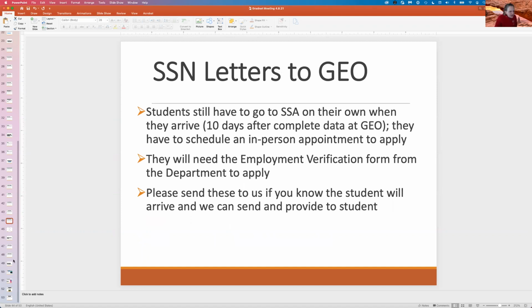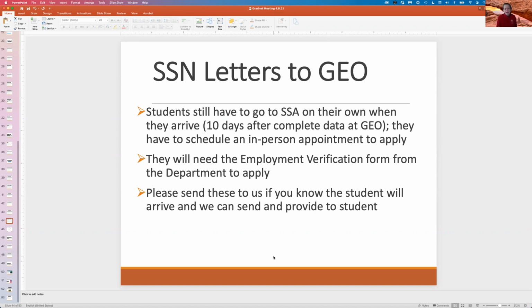The last logistics thing for arriving students is that if they're getting an assistantship, they still have to get a Social Security number. They still have to go to the Social Security Administration on their own when they arrive. Those appointments are being scheduled now and they still have to go in person. When students came in spring semester, they weren't getting Social Security appointments till February or March. So we're trying to streamline the processing for them.